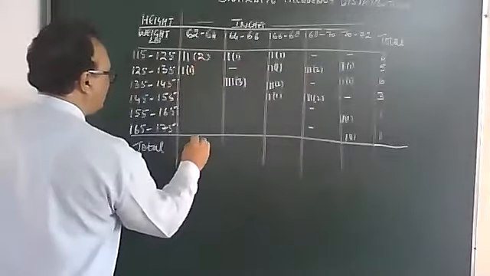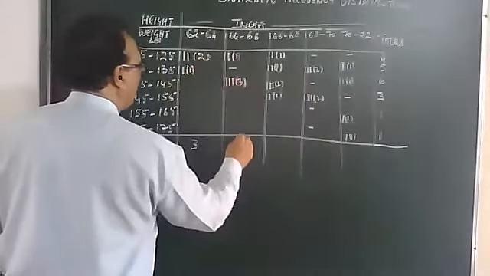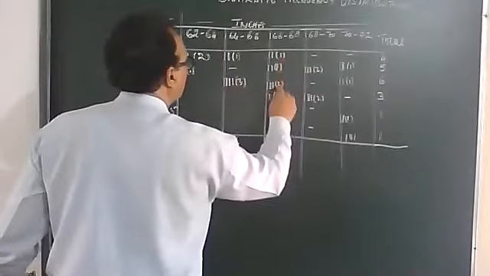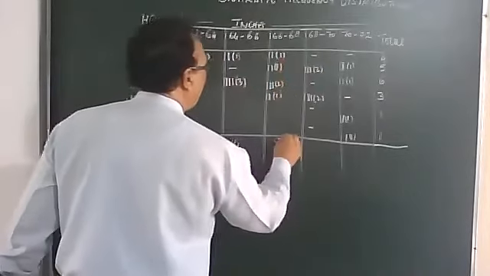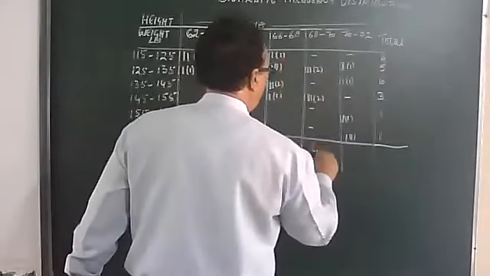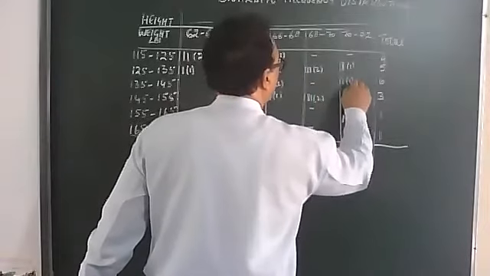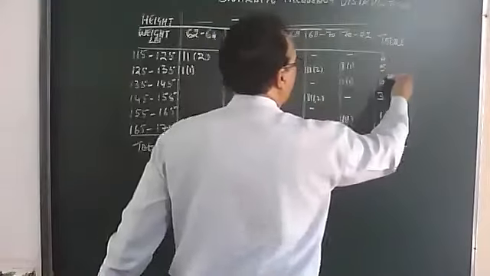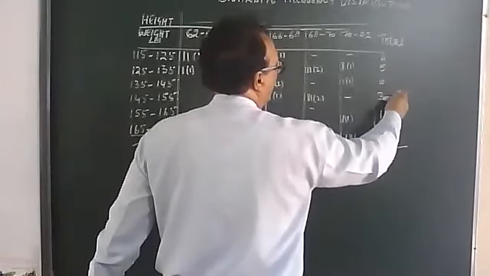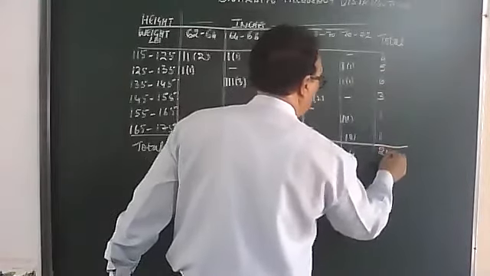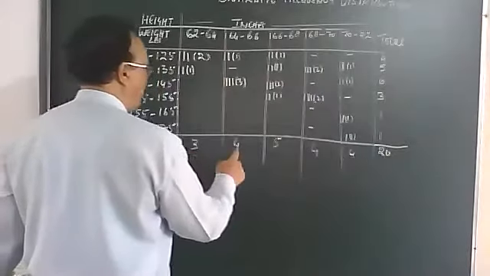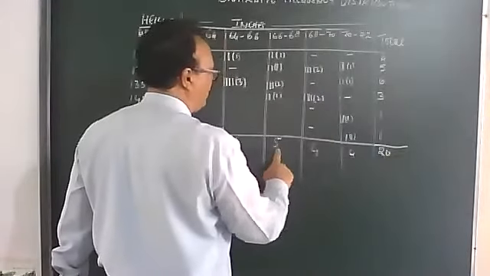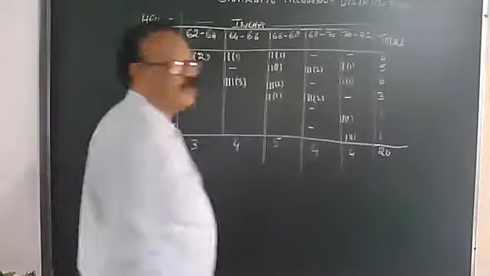2 and 1, 3. 3 and 1, 4. 1, 2. 4 and 1, 5. 2 and 2, 4. 1, 2, 3, 4. Now totaling it up, 5 and 4, 9, 15, 18, 19, 20. Total it this way, 3 and 4, 7, 12, 16 and 4, 20.